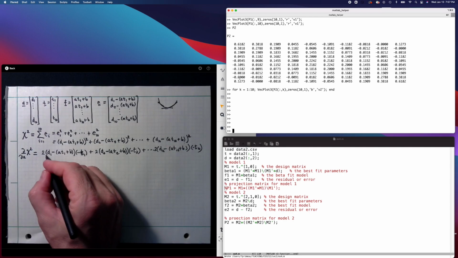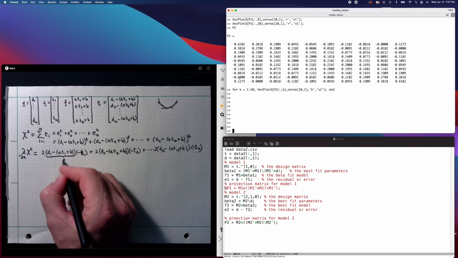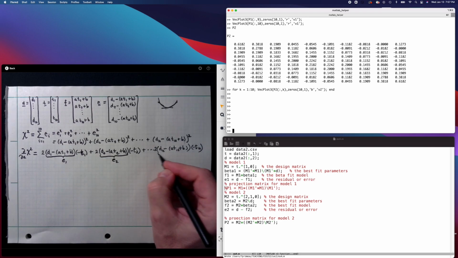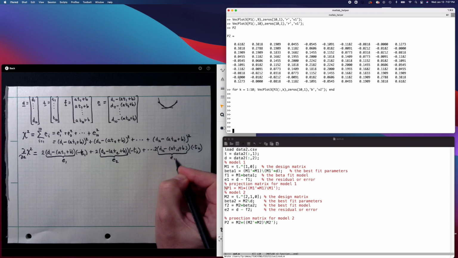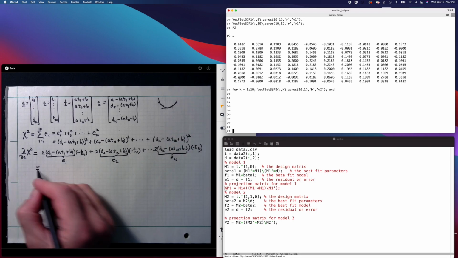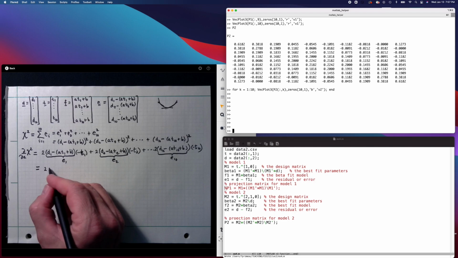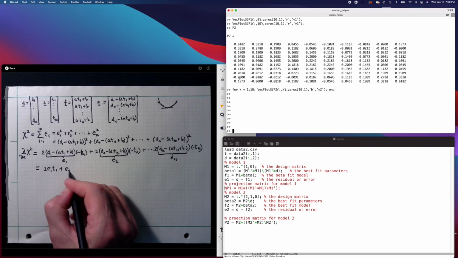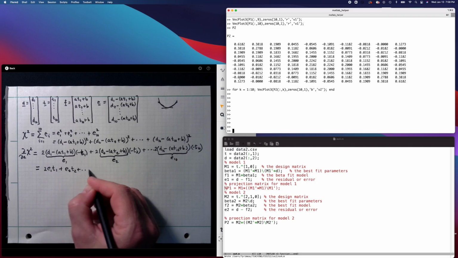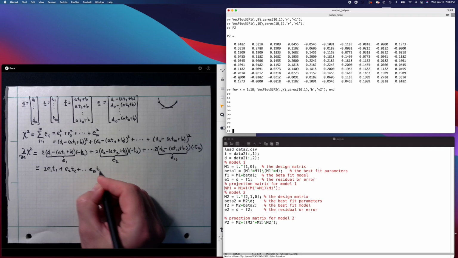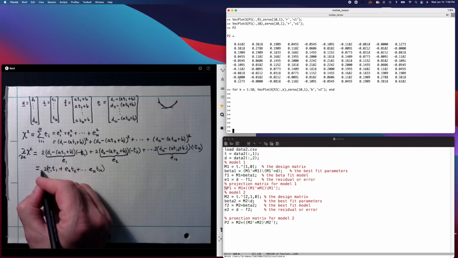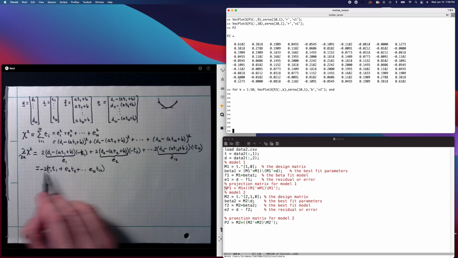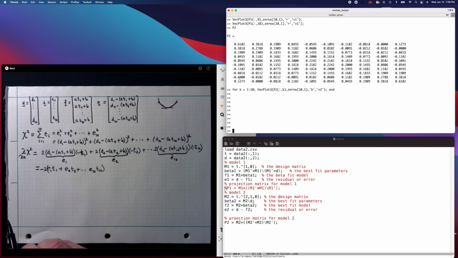Right, so this quantity here is just E1, this is just E2, and this is E10. So this is the same thing as 2 times E1 T1 plus E2 T2 plus all the way up to E10 T10, with a minus. They all have a minus and a 2.